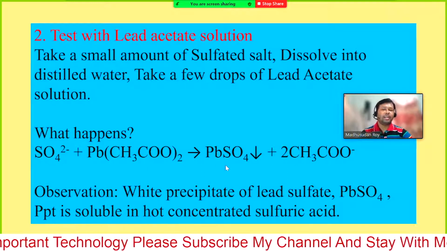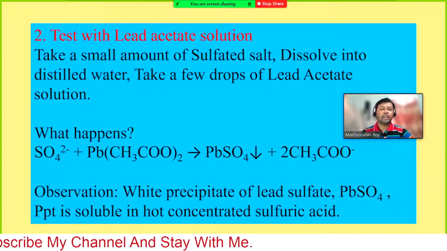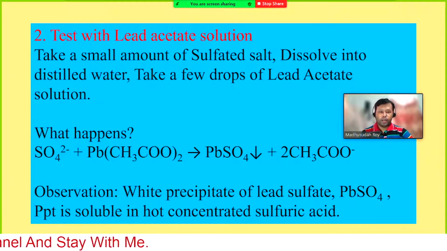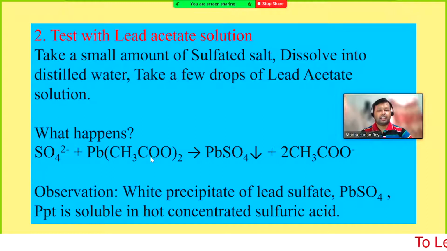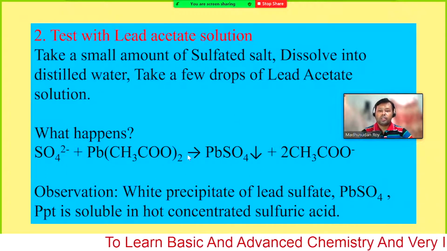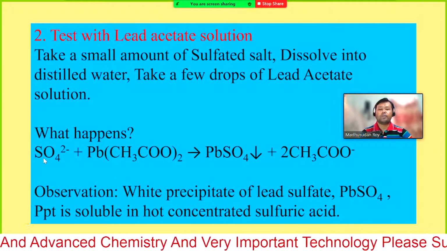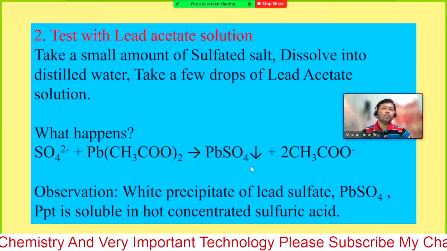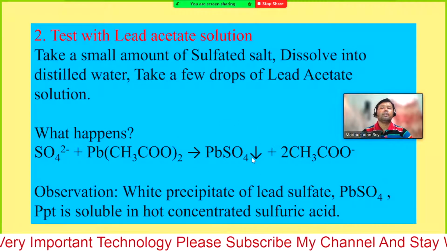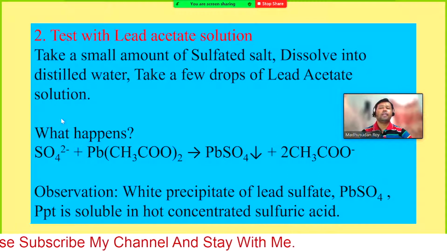So lead sulfate, lead and then barium chloride, barium sulfate or barium carbonate, most of the case we are observing the white precipitate. If you add certain chemicals, lead acetate, barium chloride or silver nitrate, most of the case we are getting white precipitate. So this is the reaction when you add lead acetate to the original solution of sulfate, then you will observe a white precipitate.